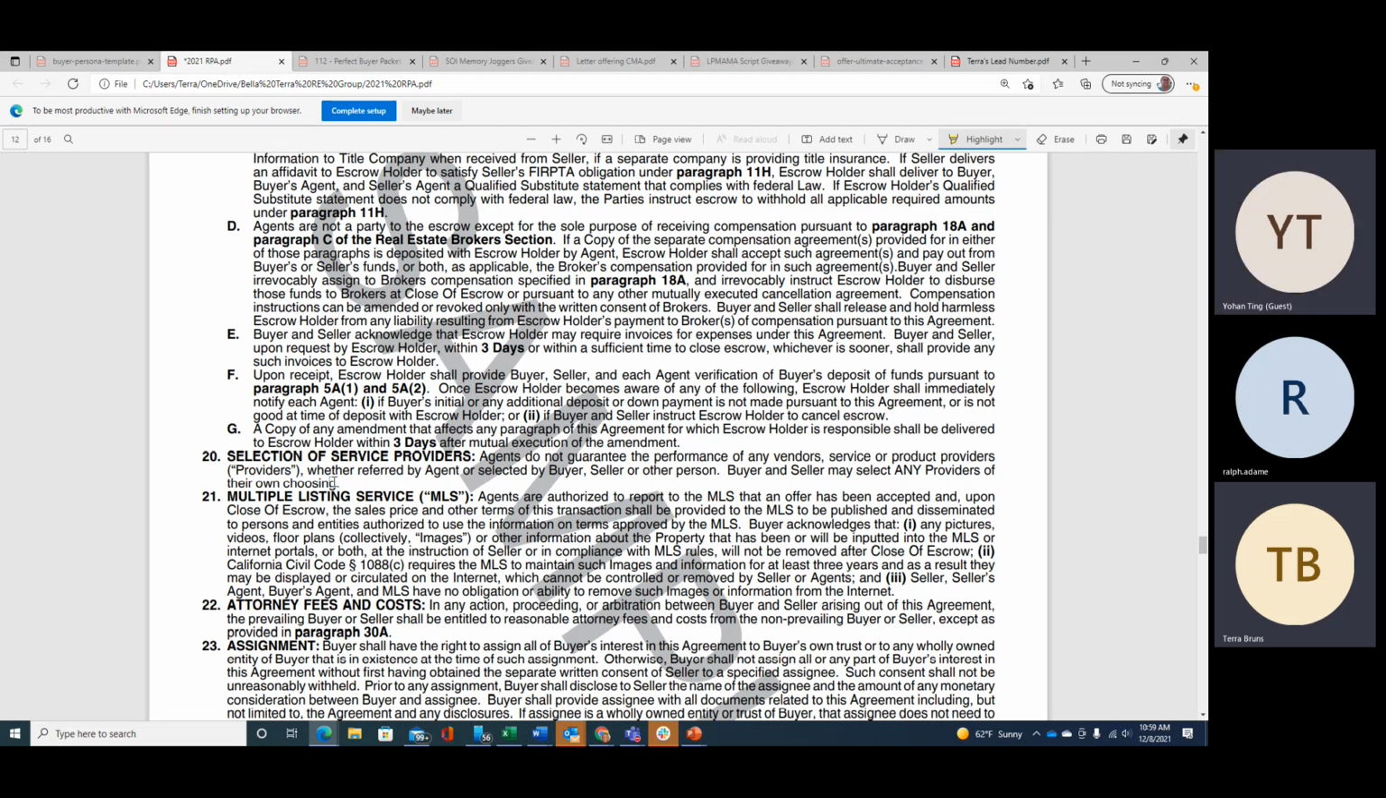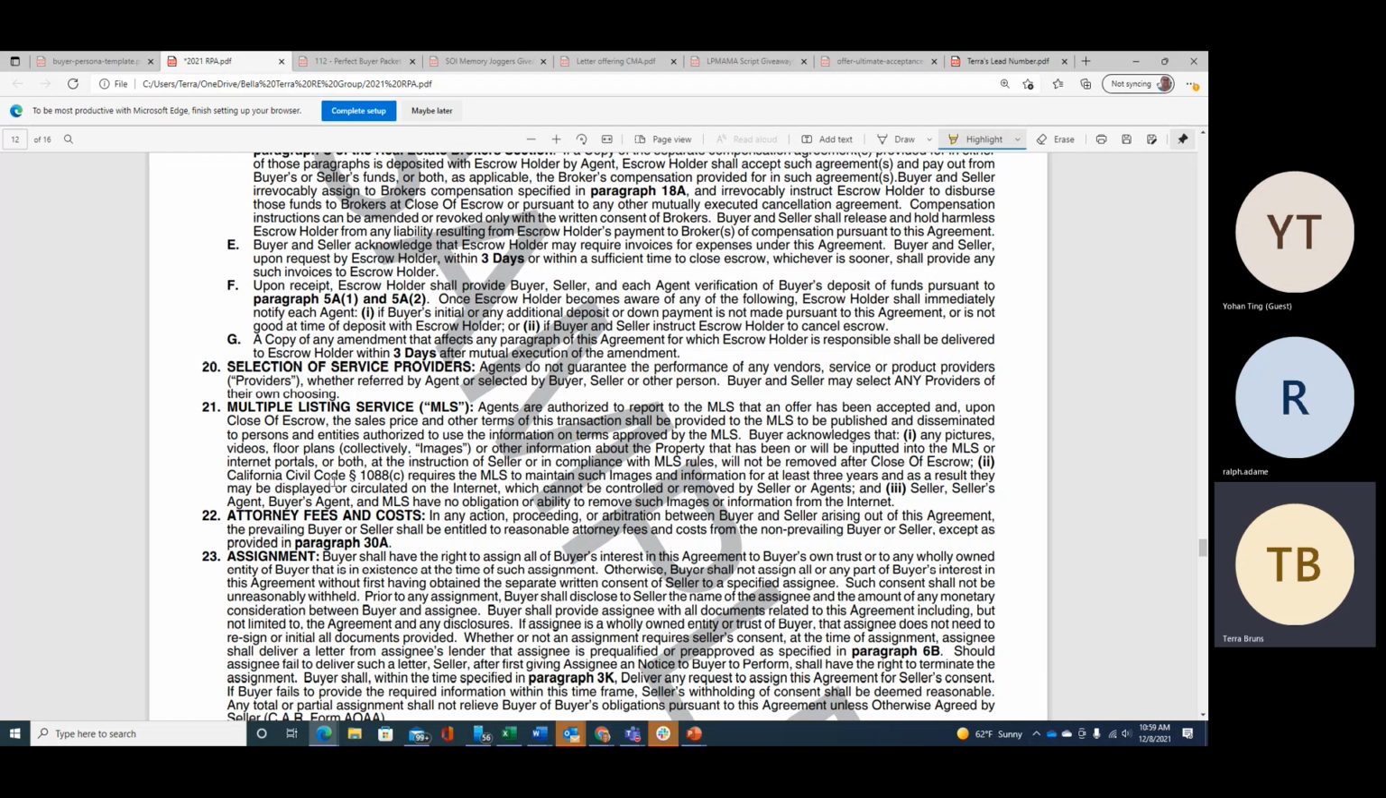All right, attorney fees and costs. If in any action, proceeding, or arbitration between the buyer and seller arising out of this agreement, the prevailing buyer or seller shall be entitled to reasonable attorney fees and costs from the non-prevailing buyer or seller, except as provided in paragraph 30A. So this says, if they do go into arbitration, mediation, anything else, the party that wins is also entitled to their attorney costs being covered, except as provided in paragraph 30A, which we will come to.